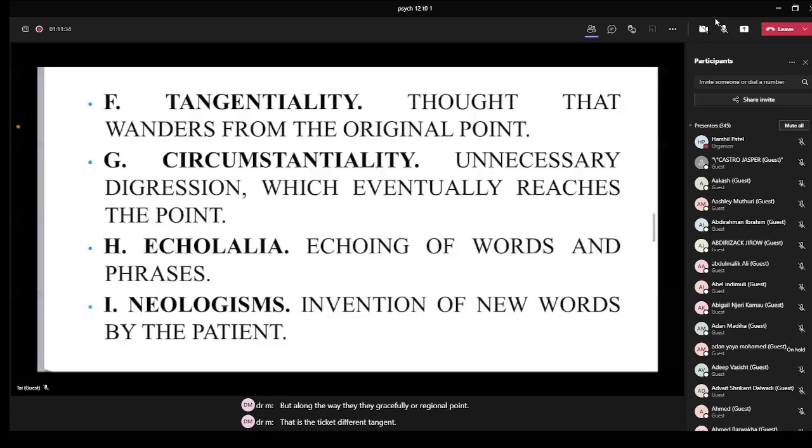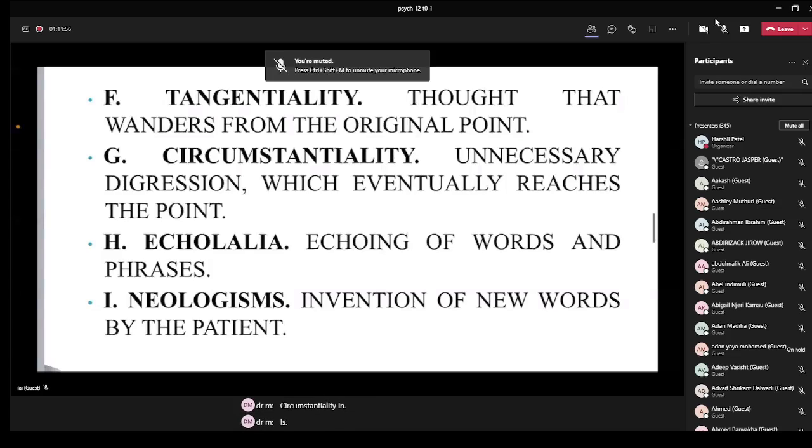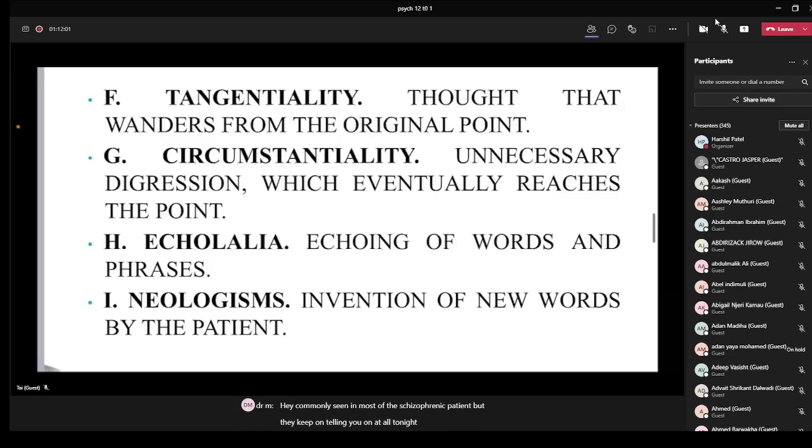The other abnormality is what we refer to as circumstantiality, and this is unnecessary digression. However, they finally will make a conclusion that is relevant. They detour quite a lot. Circumstantiality is commonly seen in most of the schizophrenic patients, but they keep on telling you about an idea. They digress into another line of thinking.